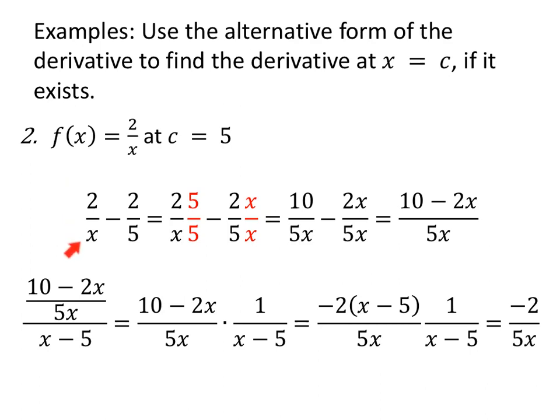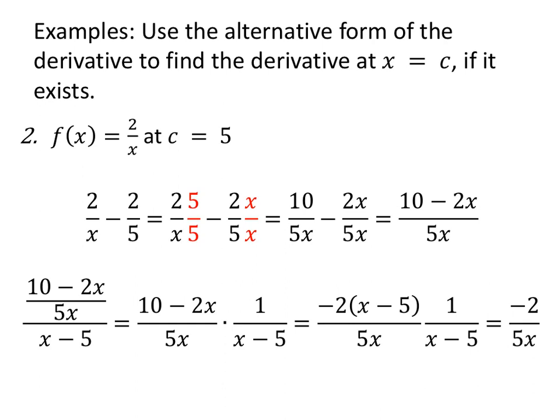So, 2 over x minus 2/5. Let's get a common denominator of 5x. The first expression I'm going to multiply by 5 over 5. The second expression I'll multiply by x over x. This gives us 10 over 5x minus 2x over 5x. Once we have a common denominator, we can combine our numerators. 10 minus 2x over 5x is a fantastic numerator.